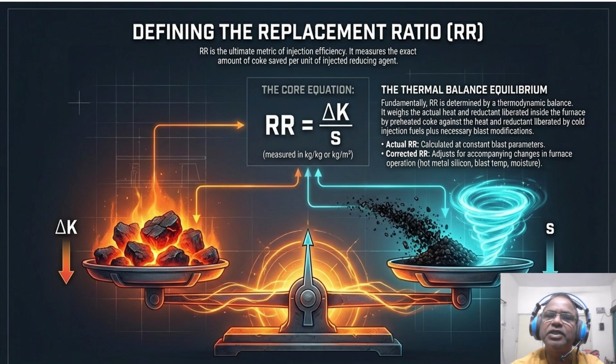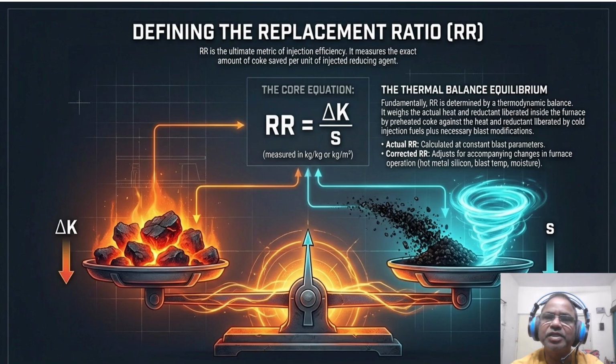So note the distinction between actual RR at constant parameter and corrected RR, which adjusts for shift in hot metal silicon, blast temperature and moisture. Without the corrected RR, you are comparing apples to oranges. So understanding this equilibrium is the only way to know if your injection strategy is actually saving you money or just shifting the energy balance.